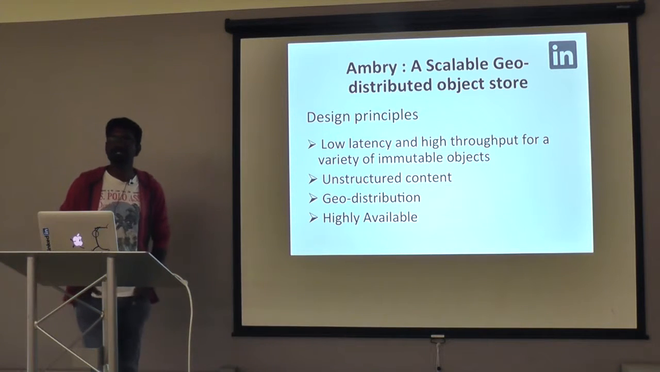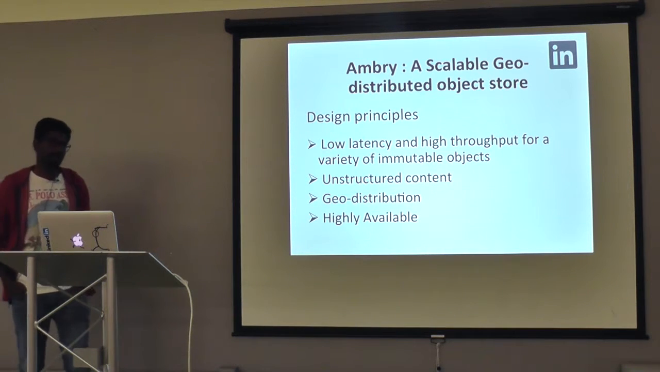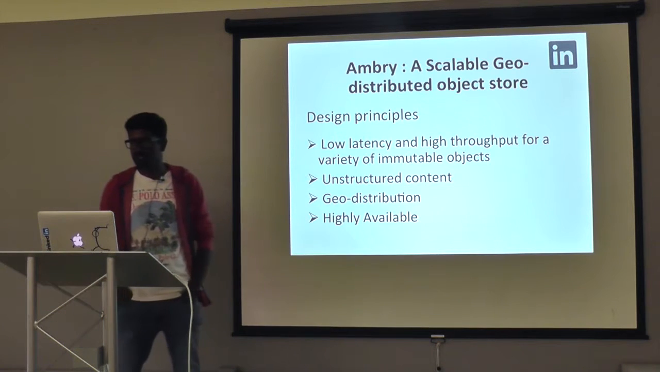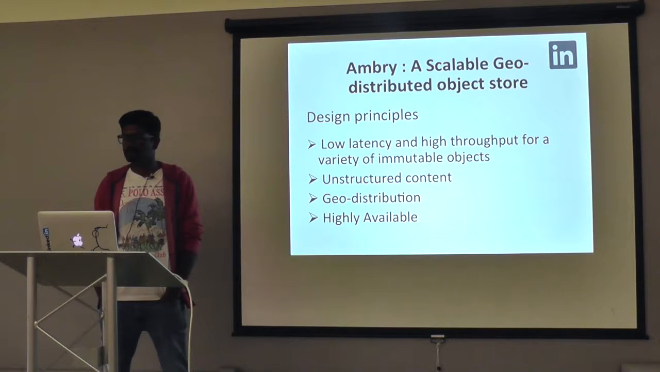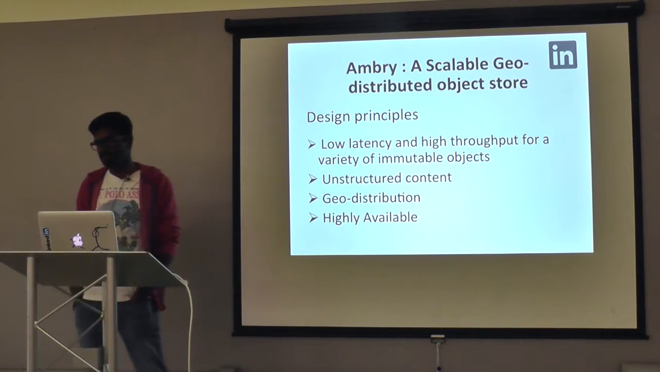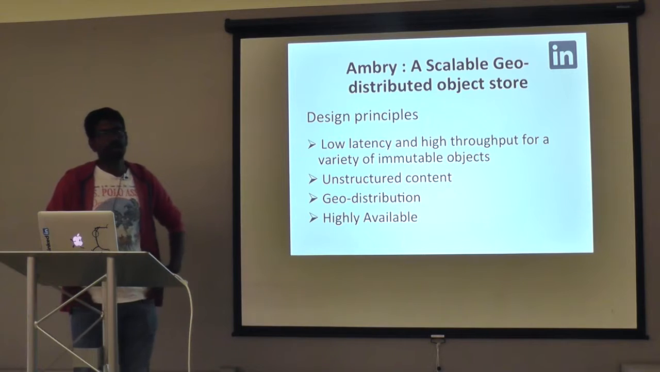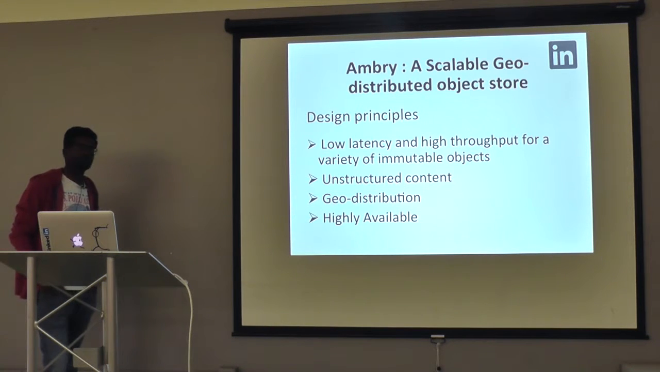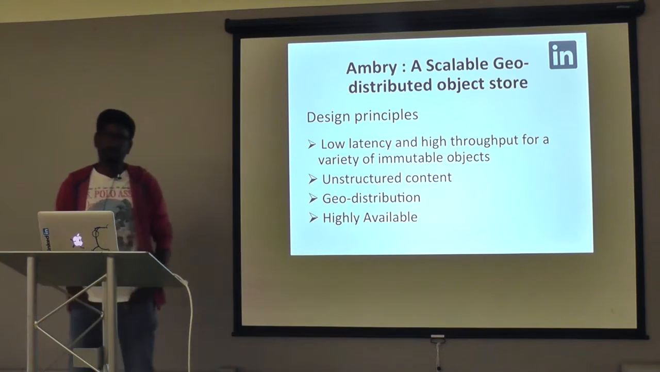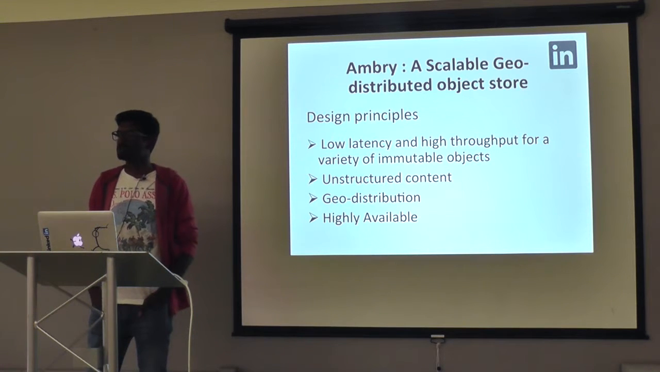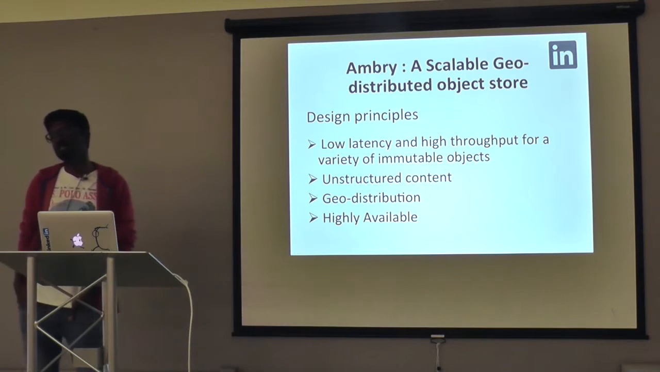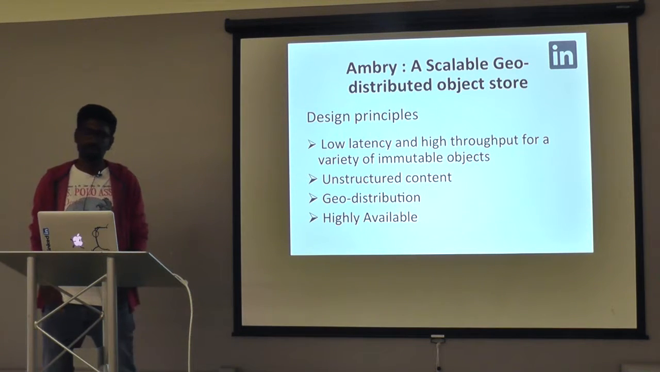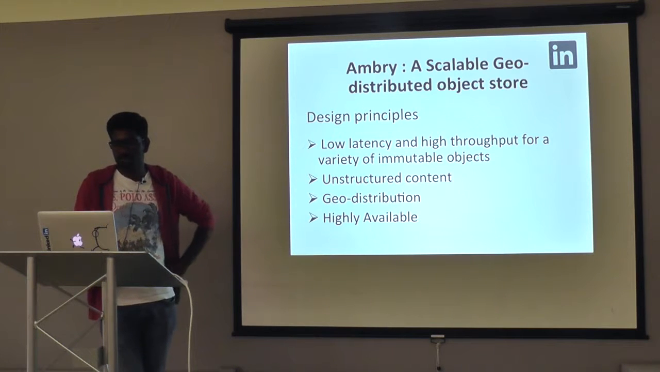Unstructured content. Ambry is designed specifically for media use cases, as I was saying. It's just raw bytes. There's no secondary index or anything of that sort. But it supports immutable content for the data. Geo-distribution. Since we are talking about media use cases, let's say you upload a picture in your social network and then you share it with your network. Quite possibly, another person at the other end of the globe is going to try to view the picture. If you don't have geo-distribution, your latency is going to get affected.